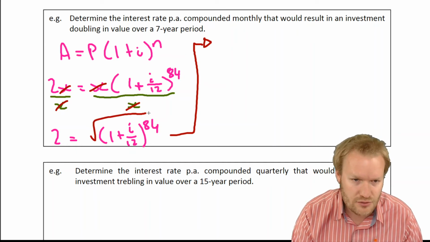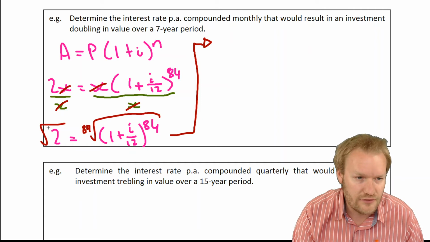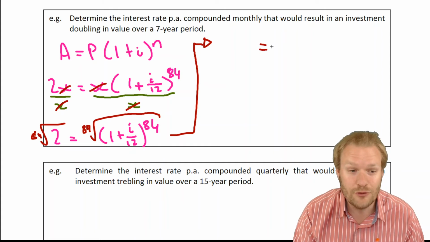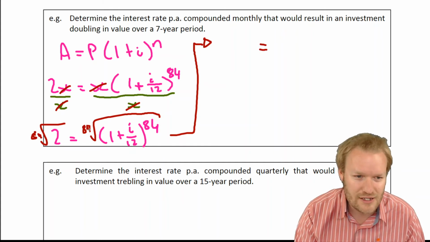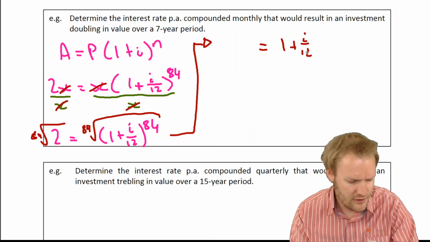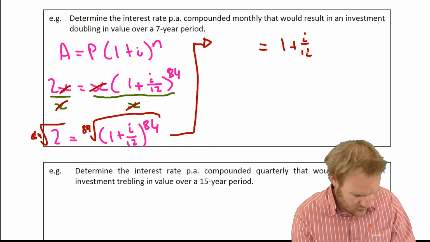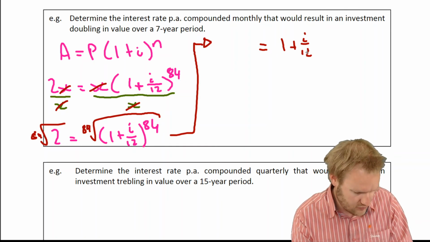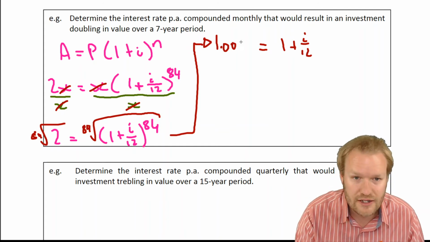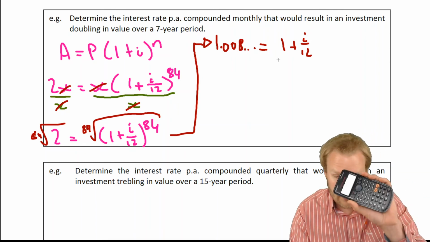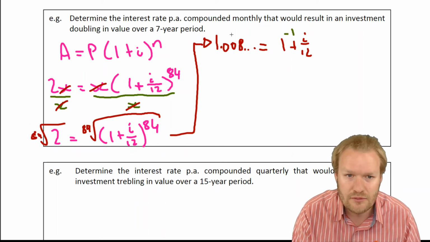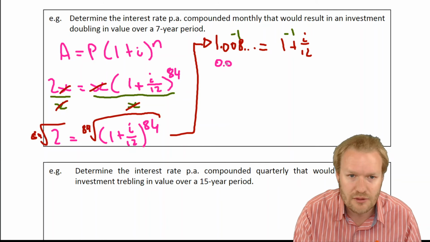We want to take the 84th root on each side, so we've got the 84th root of 2, and on this side the 84th root cancels. So you've got 1 plus i over 12. Now the 84th root, shift 84th root of 2, gives 1.008. But remember the point is, keep that in the calculator and keep going from there. Then minus 1, so we get 0.008.